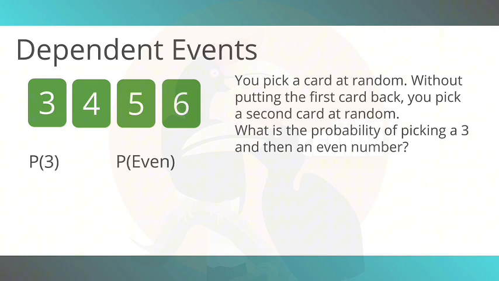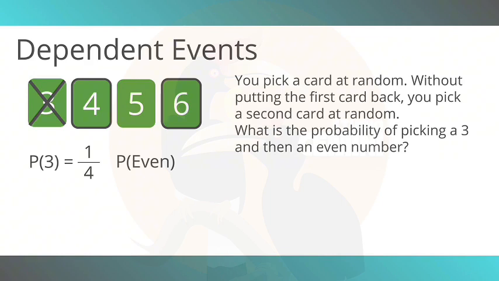These events are dependent because once you pick the first card, that card is no longer available to pick as your second card. The first event affects the second event. In general, choosing items from a group and not replacing them creates dependent events. To find the probability of these events happening together, we need to calculate the product of their individual probabilities. The probability of picking a 3 is 1 over 4 since there is only one number 3 card and 4 total cards. Now when we go to choose our second card, there are only 3 cards left to choose from.